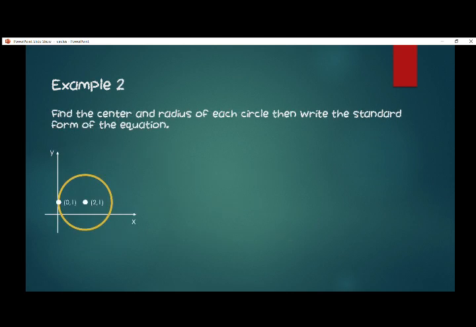Then next example naman, find the center and radius of each circle, then write the standard form of the equation. So may given tayong graph ng circle dito sa left side. Then sulat natin yung ating mga given. So may given tayo na center at point 2 and 1. And then walang binigay na radius pero may binigay siyang end point which is 0 and 1.